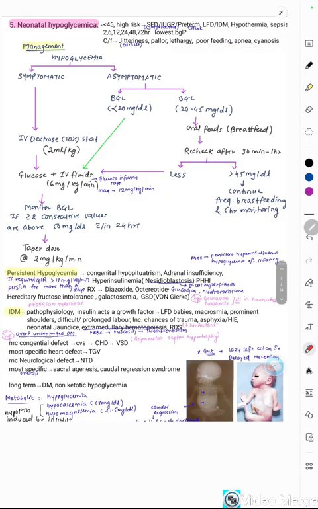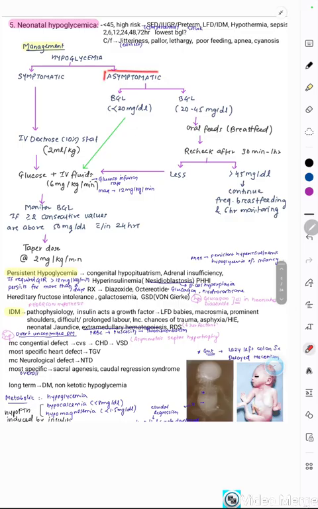In the management of neonatal hypoglycemia, if the child is symptomatic, then IV dextrose 2 ml per kg is given stat. Then, if it is still not improving, then glucose infusion rate at 6 mg per kg per minute should be given. Maximum infusion that can be allowed is 12 mg per kg per minute. Monitor the blood glucose levels. If 2 or more consecutive values come to be more than 50, then in that particular case, taper the dose by 2 mg per kg per minute and discontinue it.